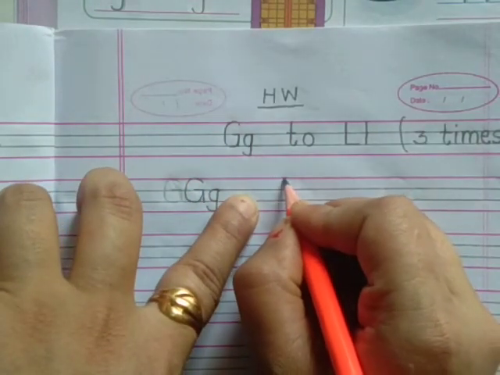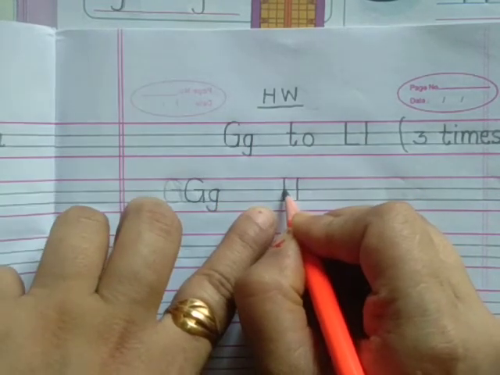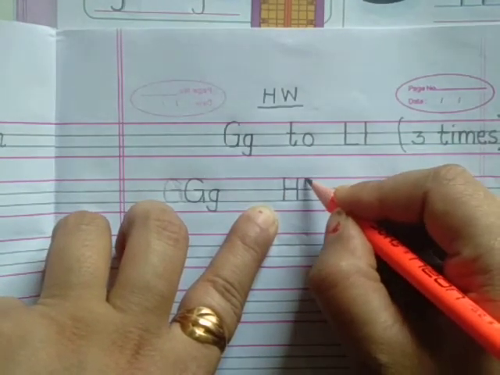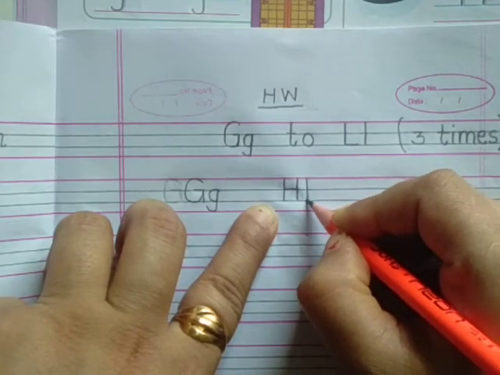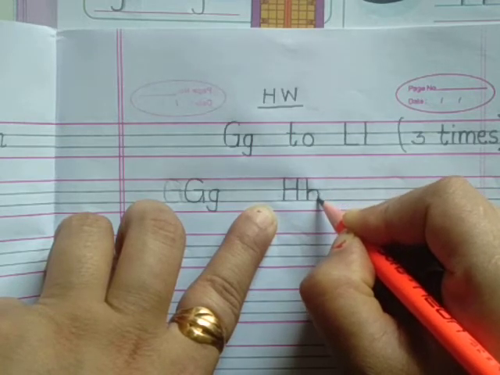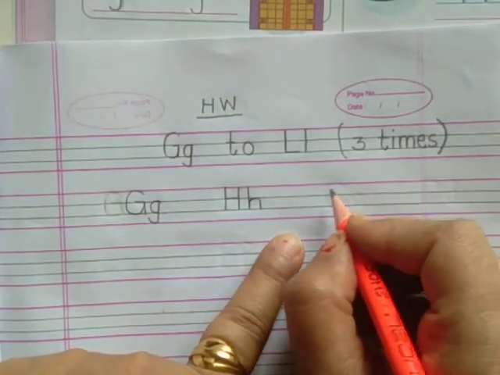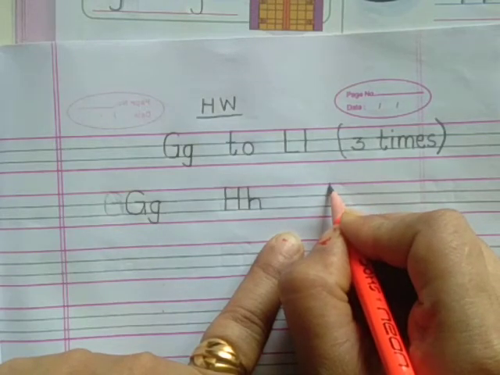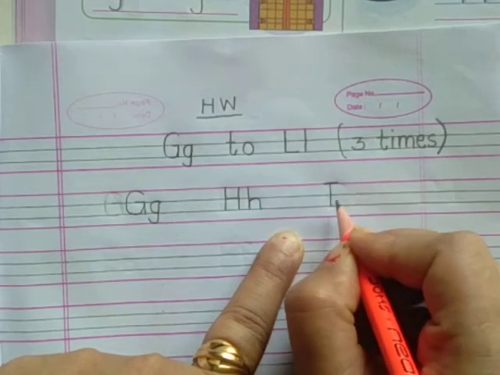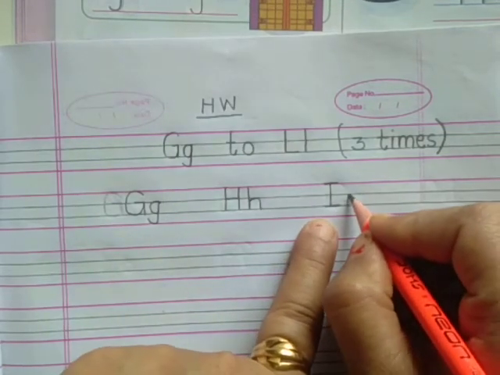Then H, for H, 2 standing lines with a sleeping line. Capital letter H, small letter h. A standing line and a curve like this. Stop. I, standing line, line on the top, line at the bottom, sleeping line on the top and at the bottom, small I.